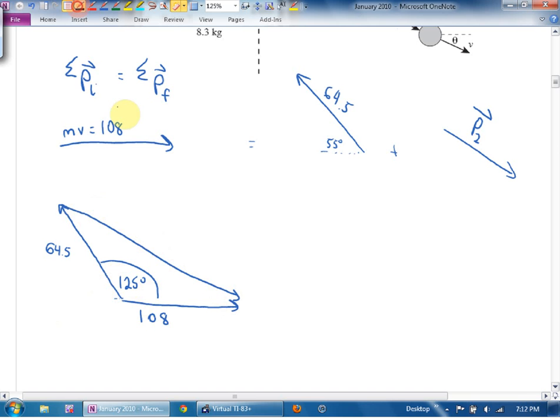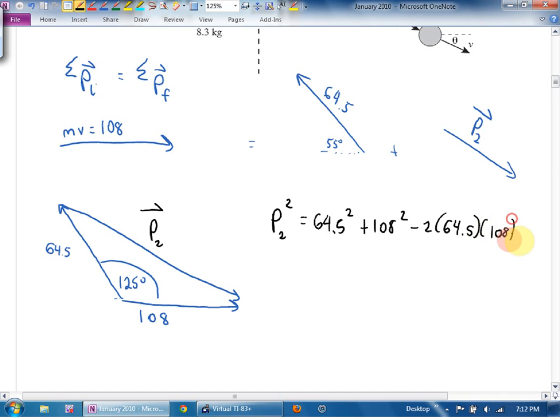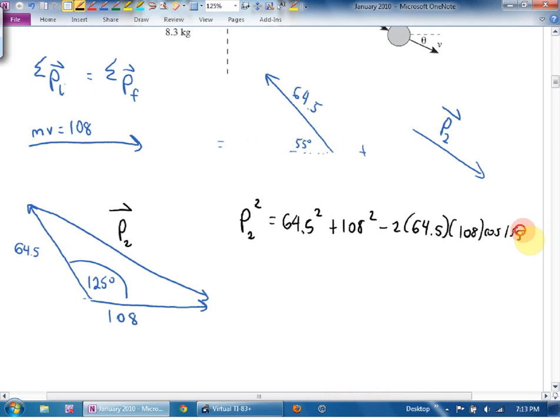Now, the cosine law is this. It's on your formula sheet. And it's the momentum of object 2 squared equals 64.5 squared plus 108 squared minus 2 times 64.5 times 108 cosine of 155. We use the cosine law when it's two sides and the angle between them, and we want the one across from the angle.